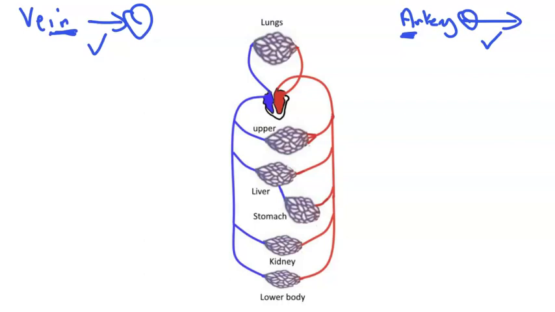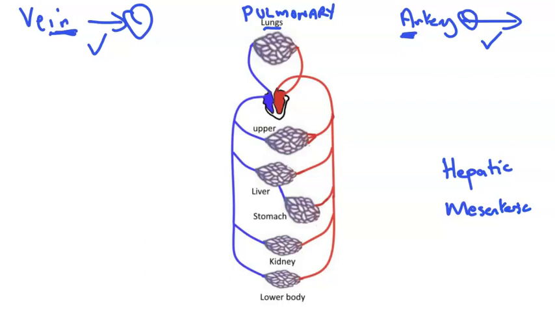Okay. So the correct biological terminology for lung is pulmonary. The correct term for the liver is, I'll just put it to the side here, hepatic. The name given to the stomach region and the digestive system is mesenteric. That of the kidney is the renal.